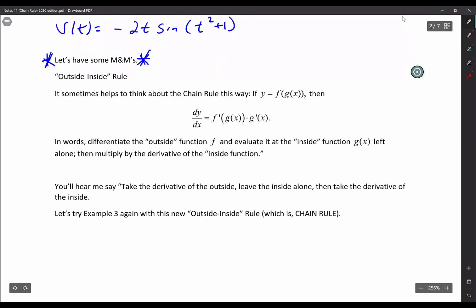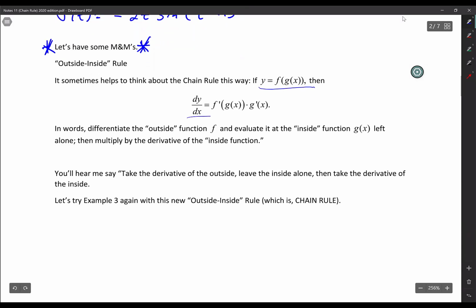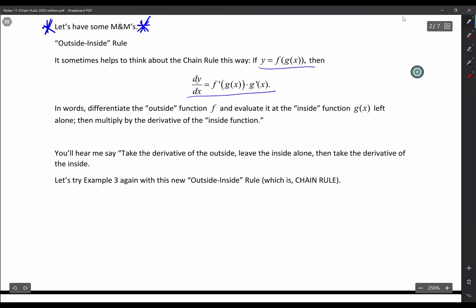Here it is. It is sometimes hard to think about the chain rule this way. If y equals f of g of x, a composite function, the derivative is the derivative of the outside, leave the inside alone, times the derivative of the inside. And look, I even put it in words.